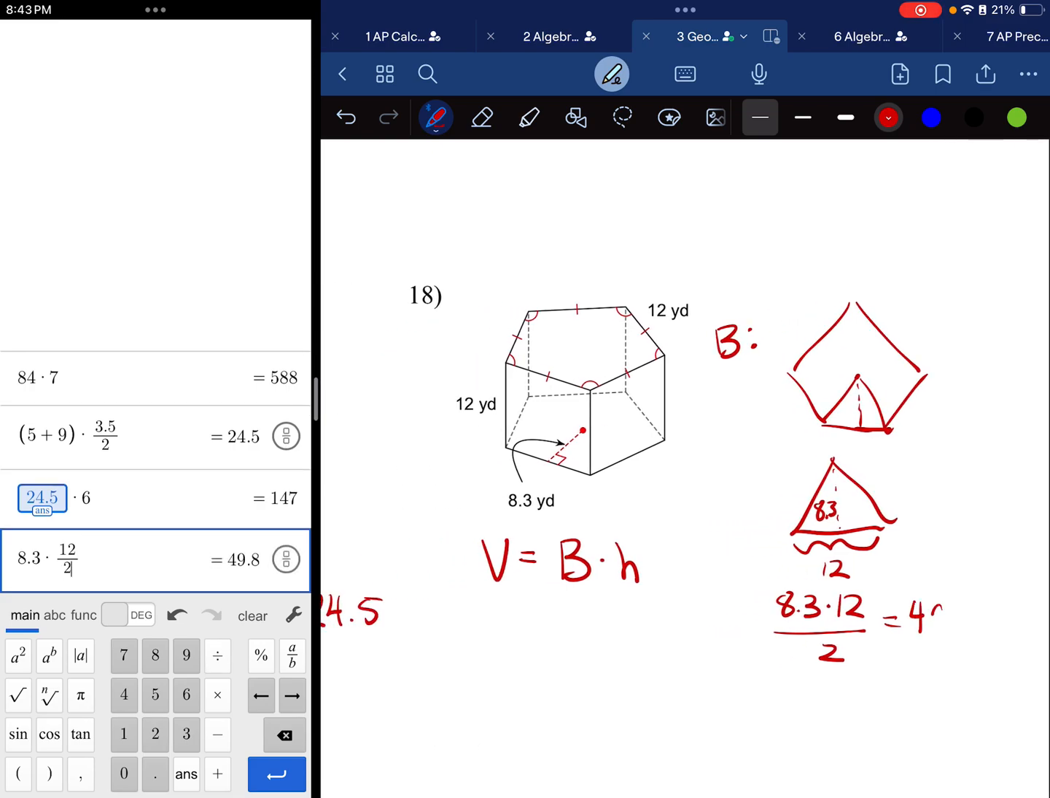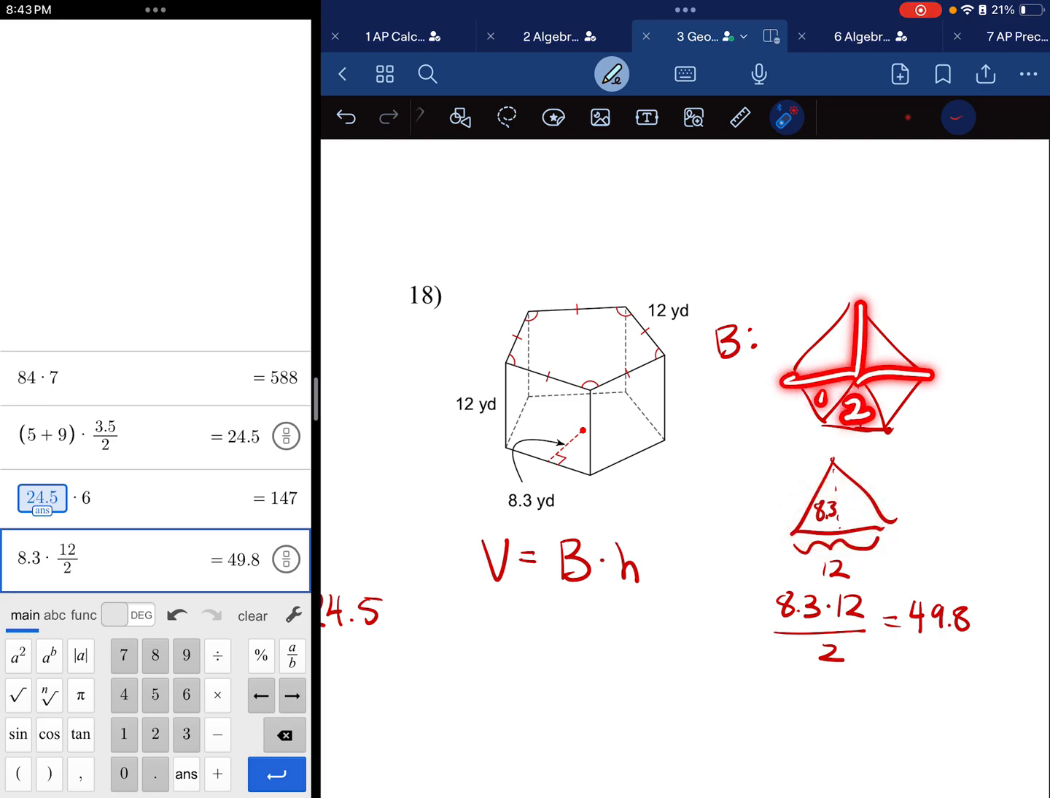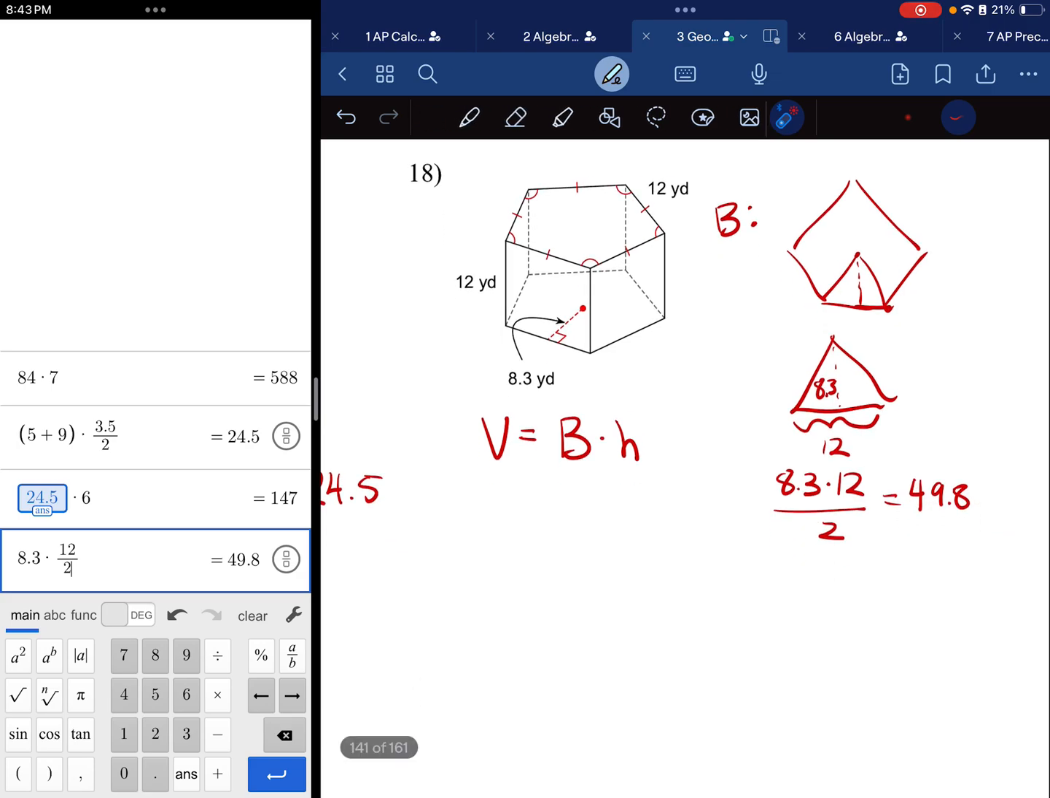So 49.8 is our area. Or is a triangle, I apologize, right? This is just one triangle, and how many of these triangles are there? There's a total of 1, 2, 3, 4, 5 of them. So I need to multiply this by 5. So we need to do 5 triangles.